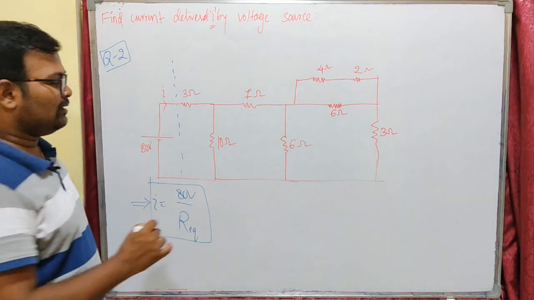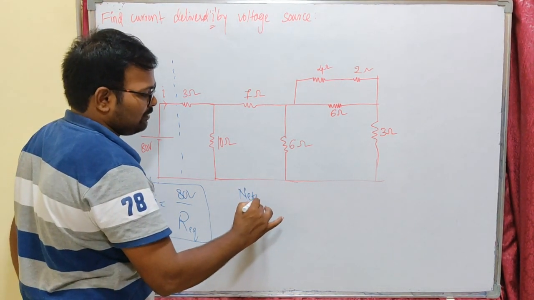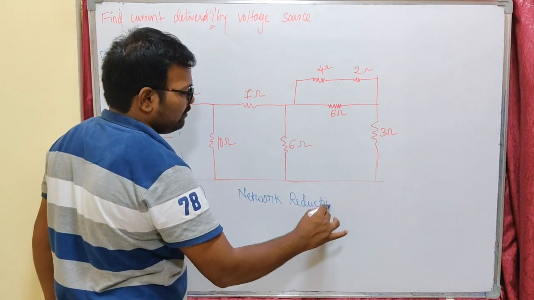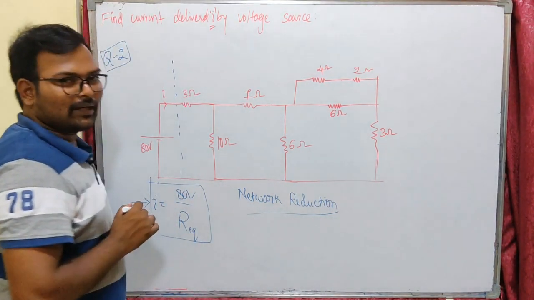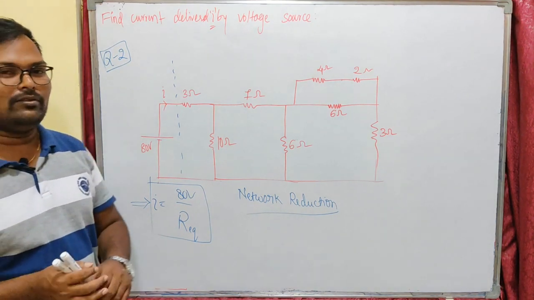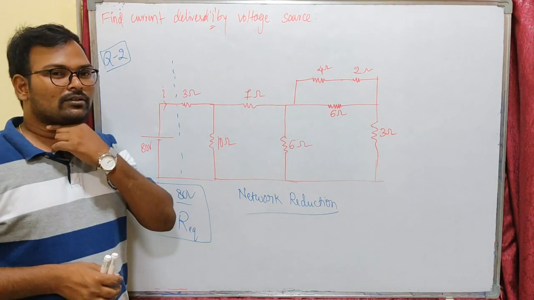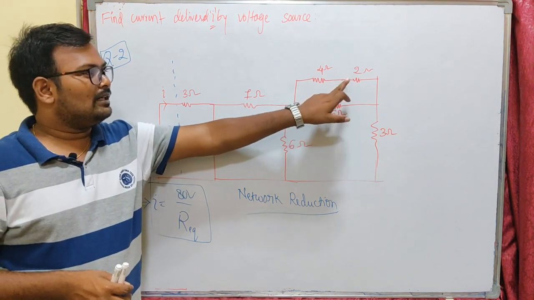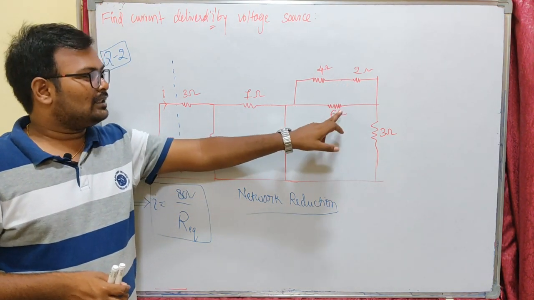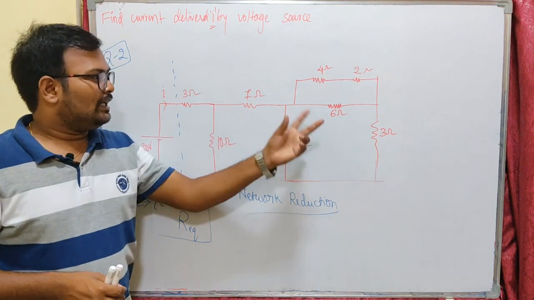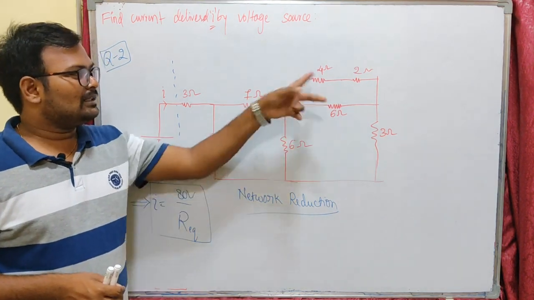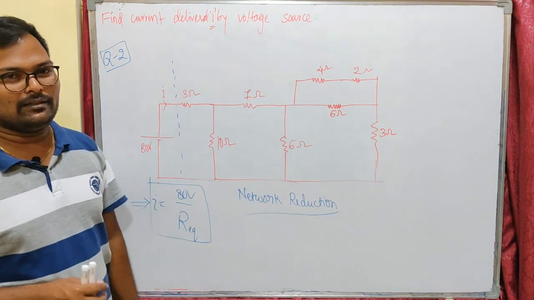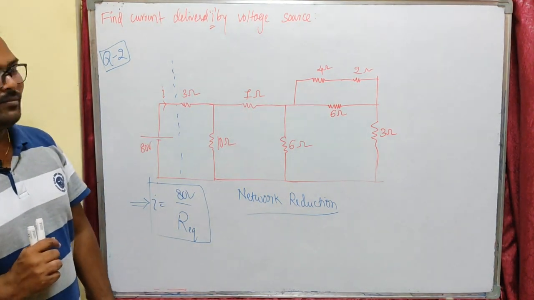I hope you know how to reduce a network. This is one method, called network reduction. I have already told you how to reduce a network: if resistors are connected in series, you add them; if they are connected in parallel, you take the product over the sum. So start from this network. As these two are in series, the result will be in parallel, and the result will be in series, then parallel, again series. You need to start from this branch. I hope you can do this. Okay, thank you.